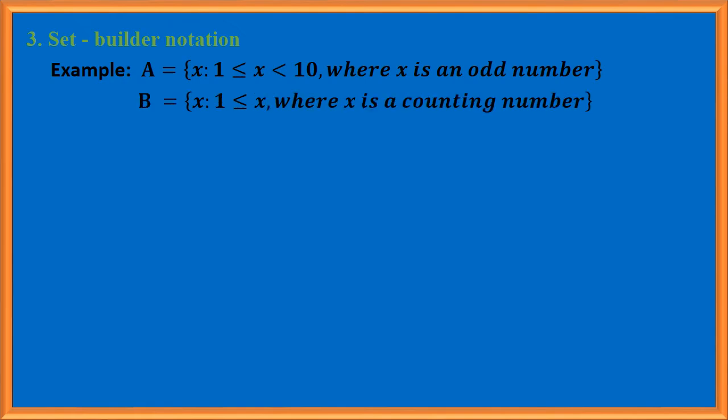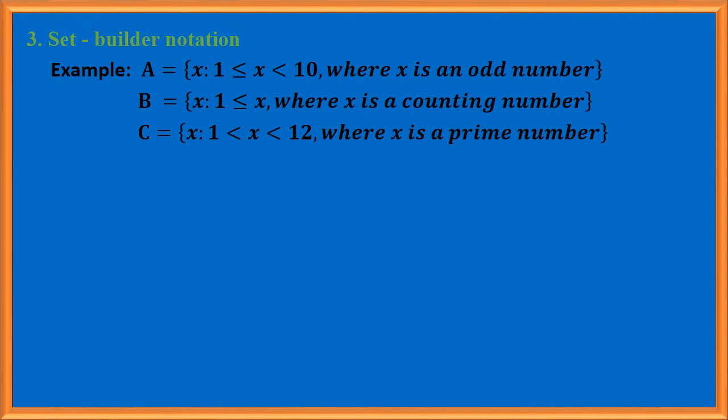Then for set B, it began with 1 and it continued indefinitely. So we have 1 is less than or equal to x, where x is a counting number. Then for set C, we'll have x such that 1 is less than x, which is less than 12, where x is a prime number.